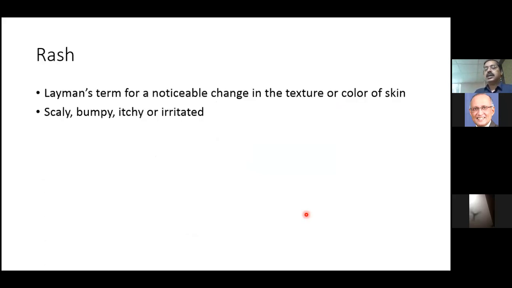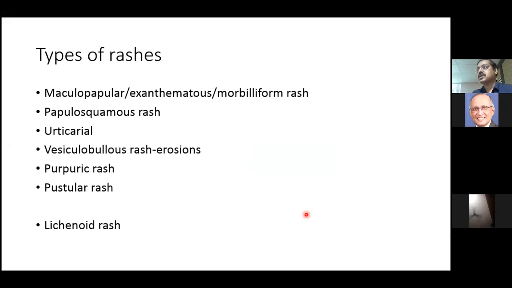Now, a rash is only a layman's term for a noticeable change in the color or the texture of the skin. For the layman, it is either a scaly rash, a bumpy rash, an itchy rash, or an irritated rash. We have to be a little more specific. So, we have a host of rashes which we encounter in clinical practice. The first step, when you see a rash, is to differentiate what type of rash this is.